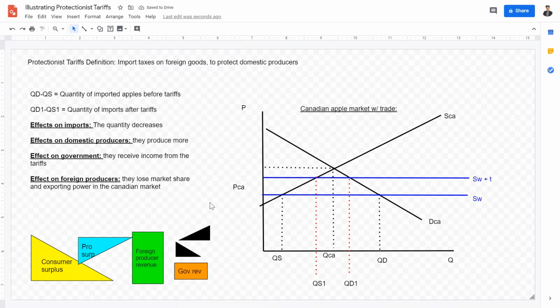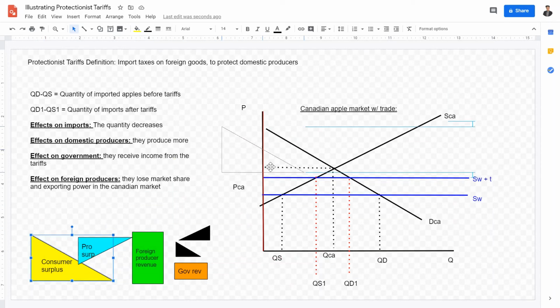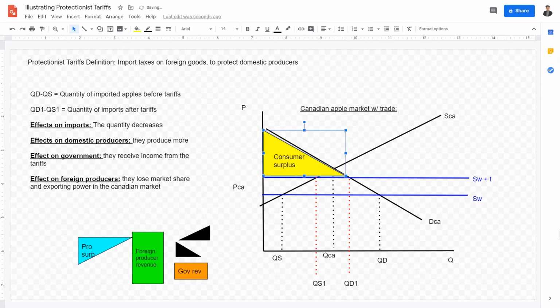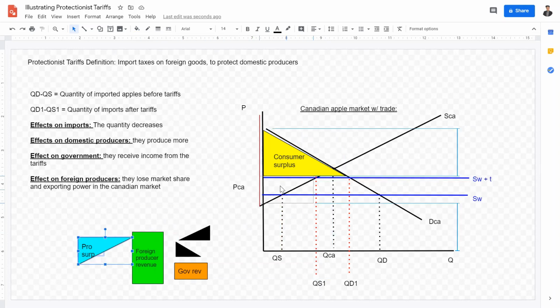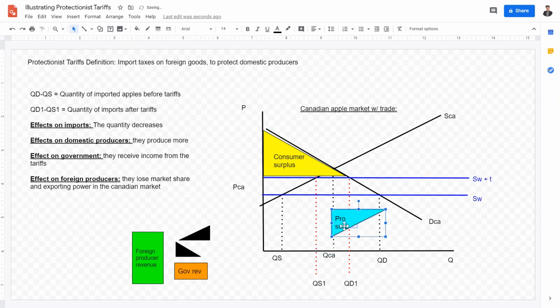Now that we have the graph and we have the stakeholders explained, what does it look like? This triangle right here is the consumer surplus after tax. Previously, consumer surplus is this whole thing. However, with the tax, consumer surplus has decreased, obviously because of the higher price of apples in the market. Producer surplus has actually increased. Previously, before this tariff is enacted, producer surplus is only this tiny triangle. However, with this tariff, producer surplus has increased to that line right there.